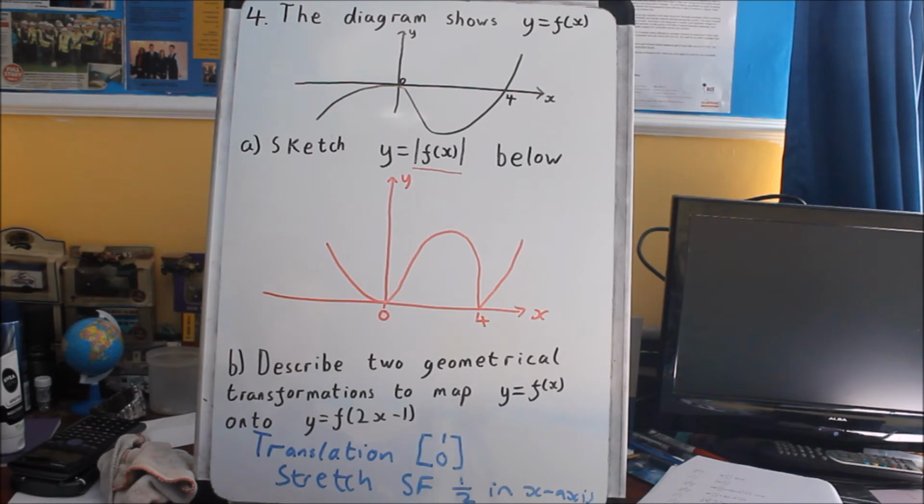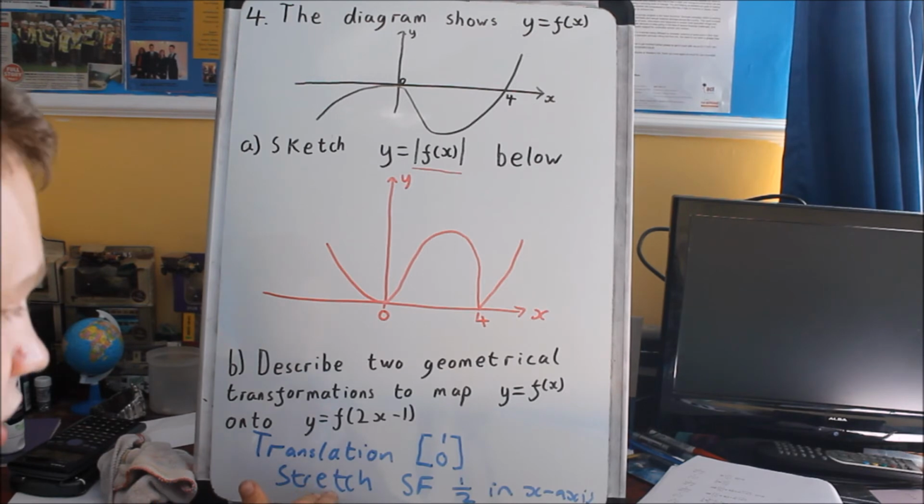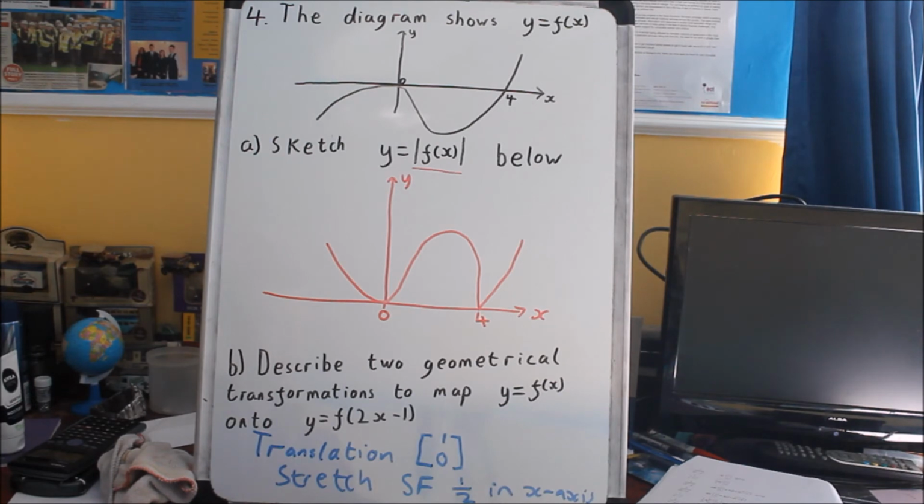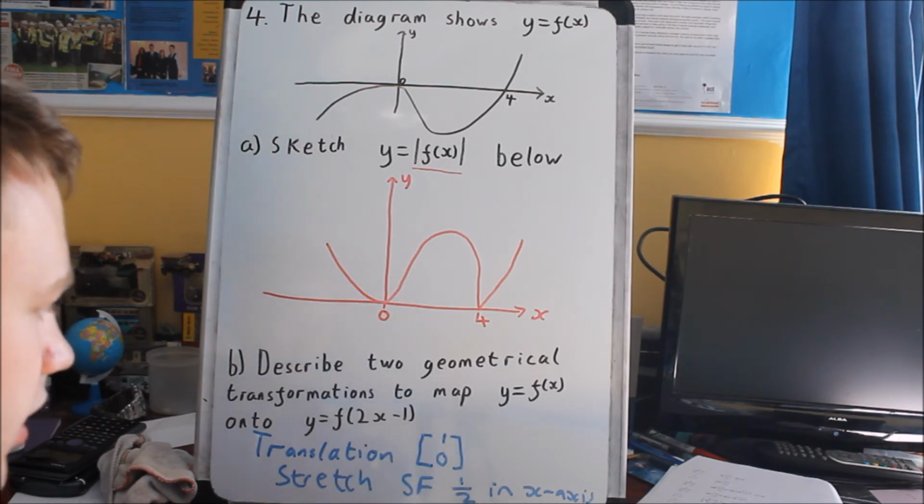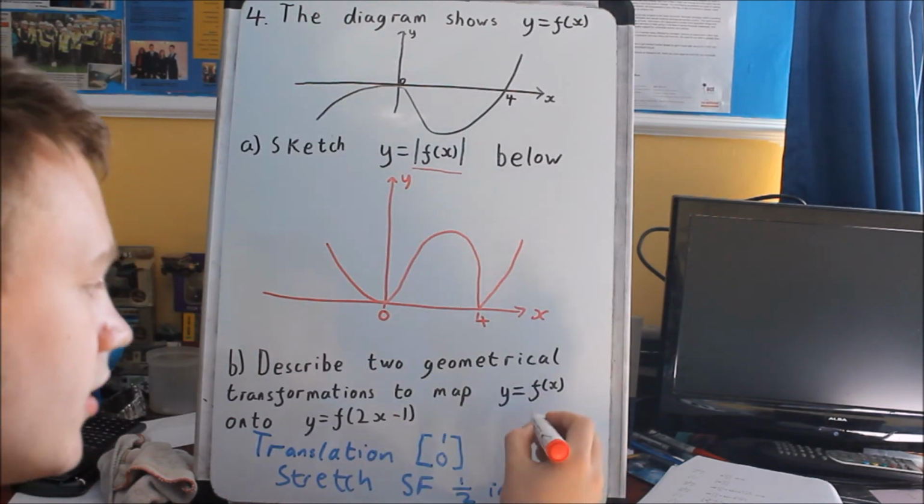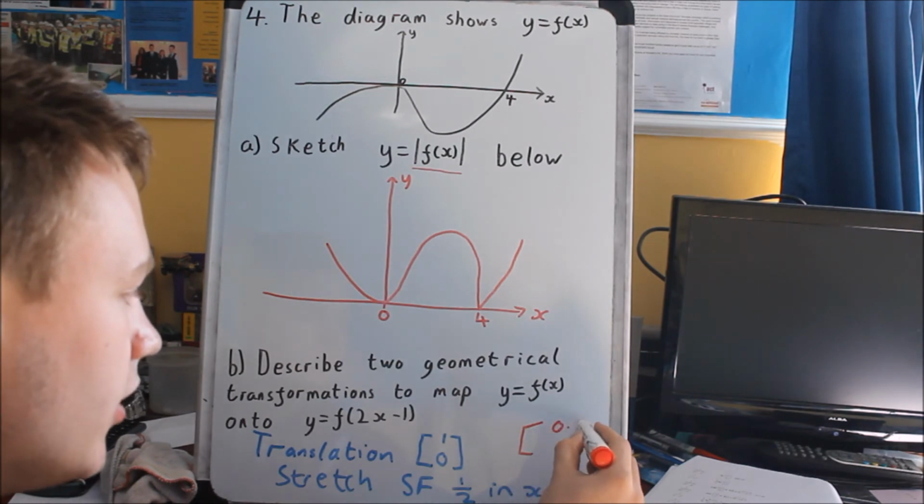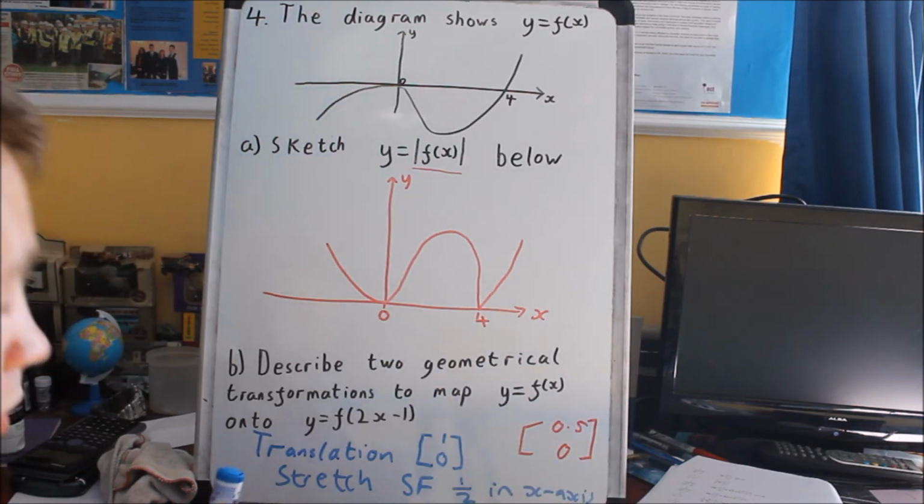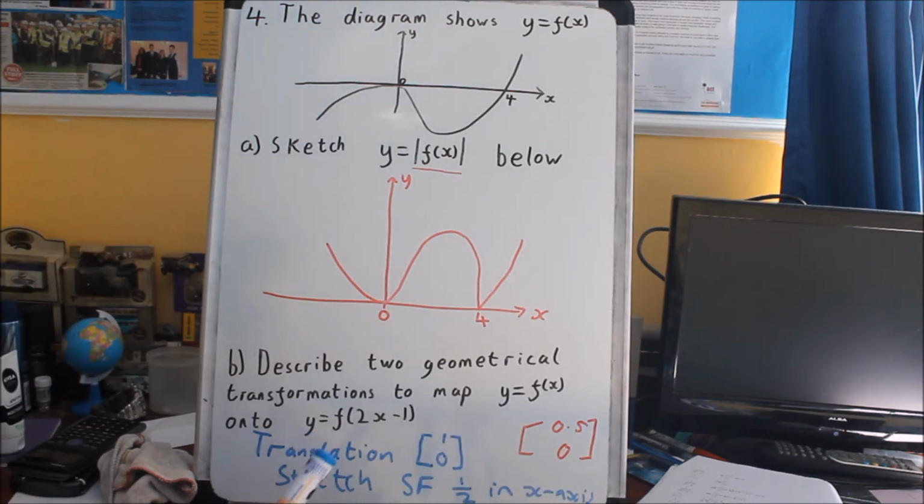So they want to see the translation being right. You don't put a minus 1 there, the 1 has to be on top. Stretch is a mark, scale factor a half is a mark, and in the x direction or x-axis is a mark. What you could have done is the stretch first, and then it would have been by vector 0.5, 0. It would have been a half compared to if you do it the other way around. Because this translation is in the x direction and the stretch is also in the x direction, they affect each other, and so the order that you do them actually makes a difference.